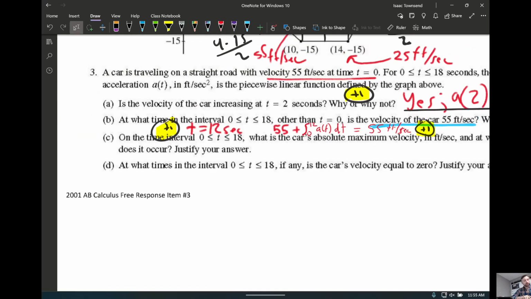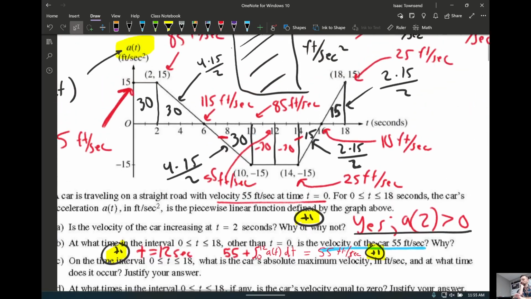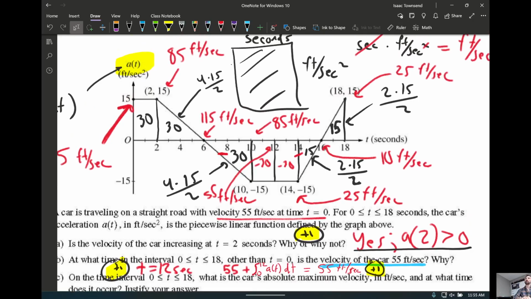So, okay, look up at your figure there. It also wants to know what is the car's maximum velocity in feet per second and when does it occur? So, y'all look that over and tell me what you think. Okay, now you can tell me what you think.